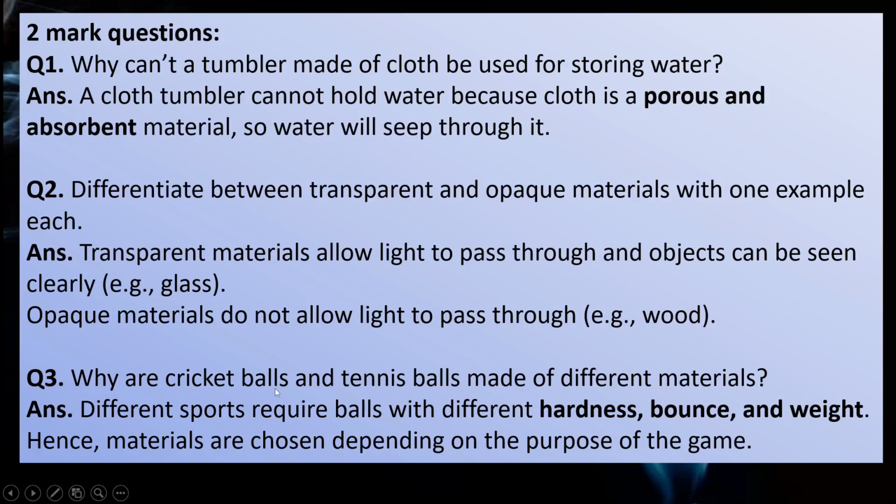Question number 3. Why are cricket balls and tennis balls made of different materials? Answer. Different sports require balls with different hardness, bounce, and weight. Hence, the materials are chosen depending on the purpose of the game.